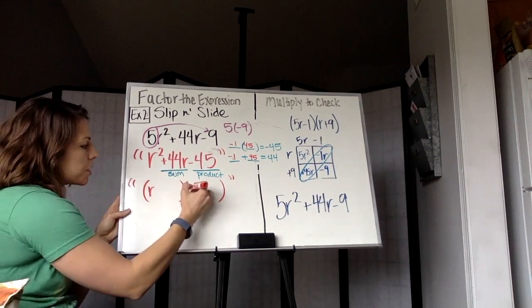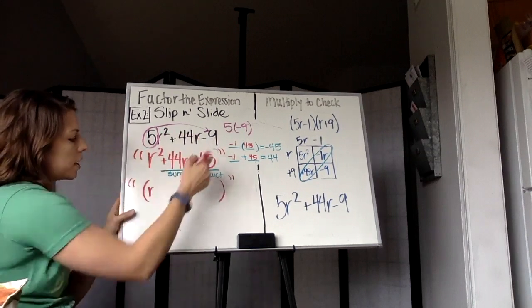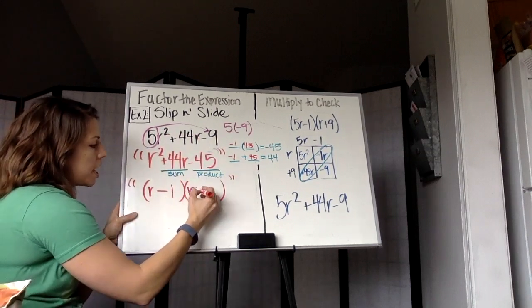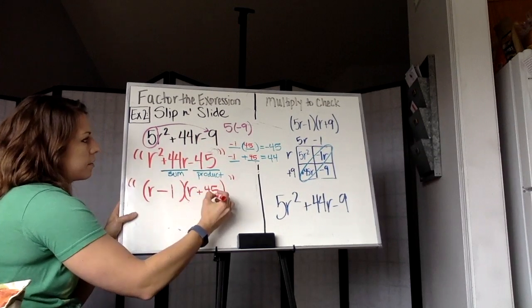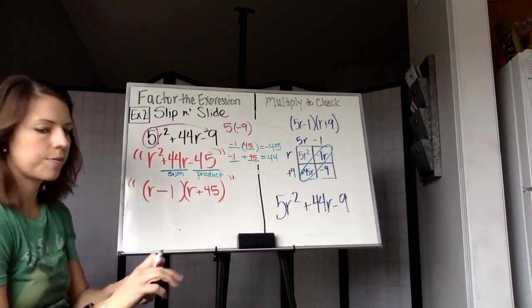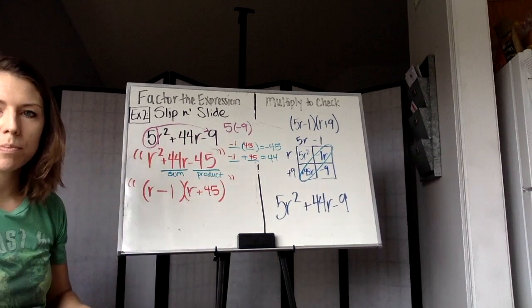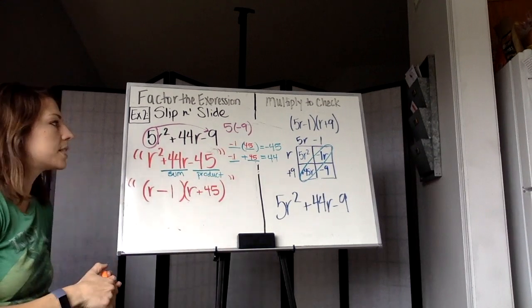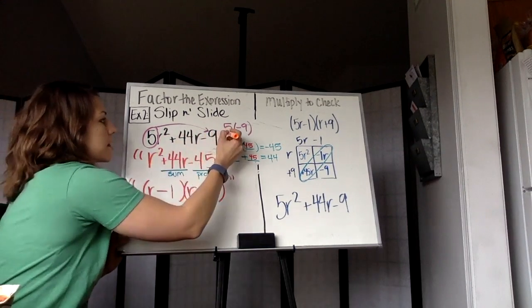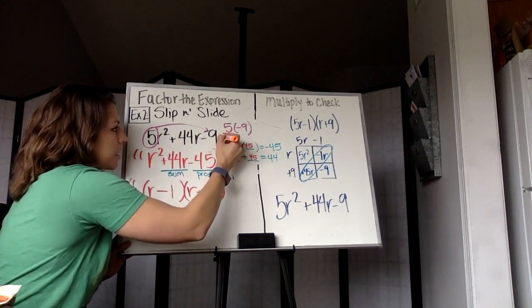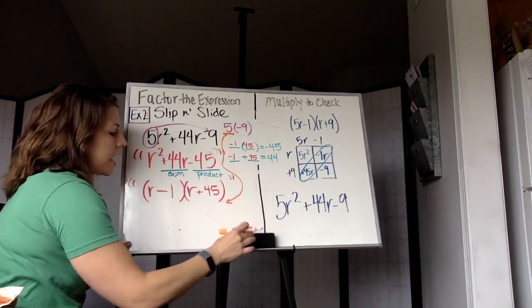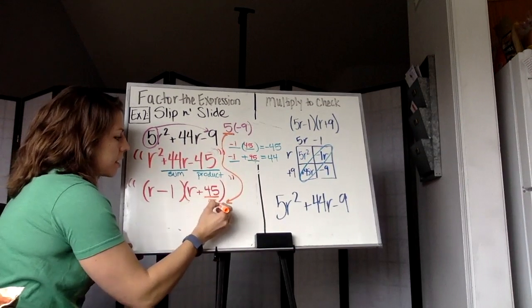I know my first term is going to be r, because r times r is r squared, and then I pull in my minus 1 and my positive 45. All right, that was our slip and our alternate realm P's and Q's. Now it's time to slide. Take the 5, I'm not going to slide the wrong number this time, and slide it underneath.